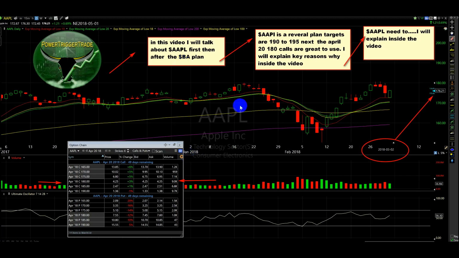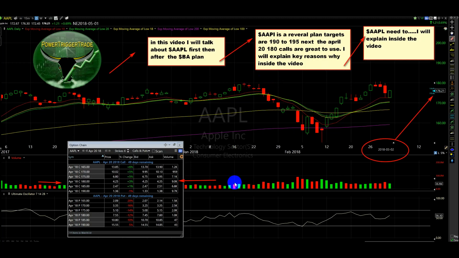Okay, anyways, people, Apple is a reversal plan right now. Targets are 190 to 195. You know, this pullback gave an opportunity, people. Next, this is where we're going. They're going to try for these levels. The April 20 180 calls are great to use. I will explain key reasons why inside the video. This is a great setup.